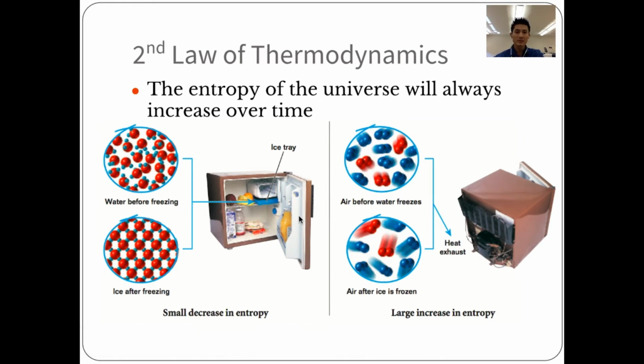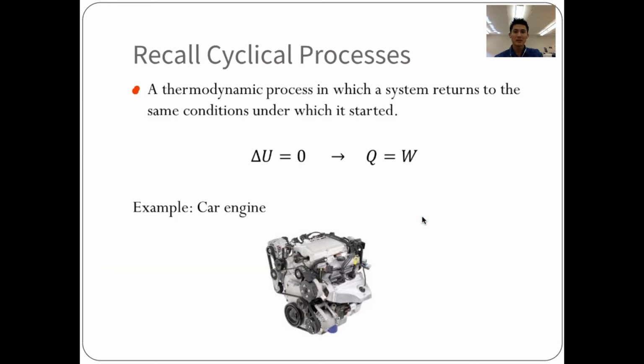So here's an example of our refrigerator. When we cool things, when we freeze things, we're actually making it more orderly. We're decreasing the entropy. However, in order to do that, our refrigerator has to make air hotter. The air after we freeze that ice has greater kinetic energy and is more disorderly, and so we have a large increase in entropy in order to have this small decrease in entropy. It's an interesting thing to think about.